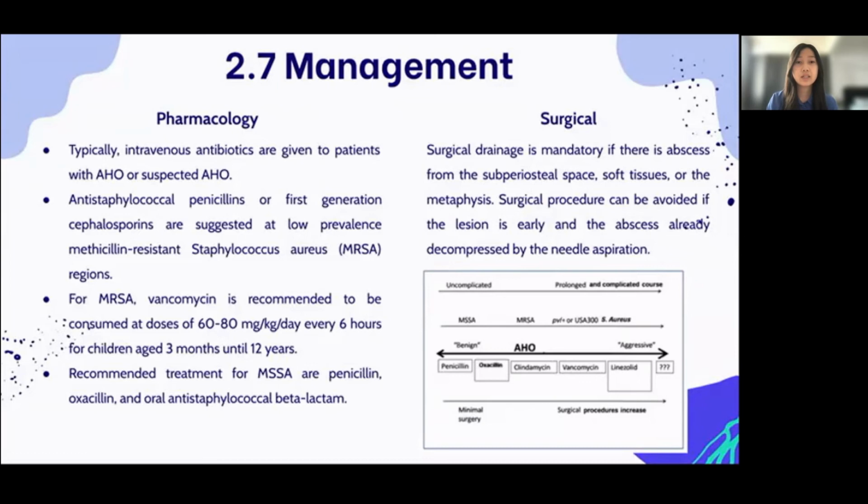Surgical procedure is needed when there is abscess from the subperiosteal space, soft tissue, or the metaphysis. However, this procedure can be avoided if the lesion is early and the abscess is already decompressed by needle aspiration. Antibiotic therapy alone will be enough for patients aged 1 year and above and with symptom duration less than 48 hours.